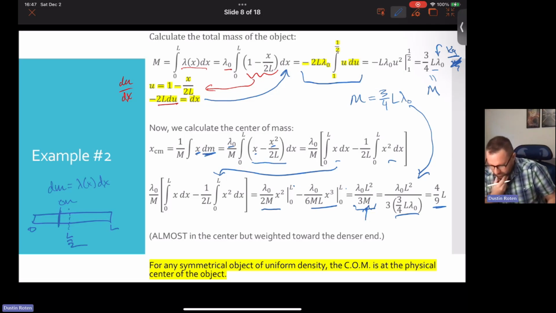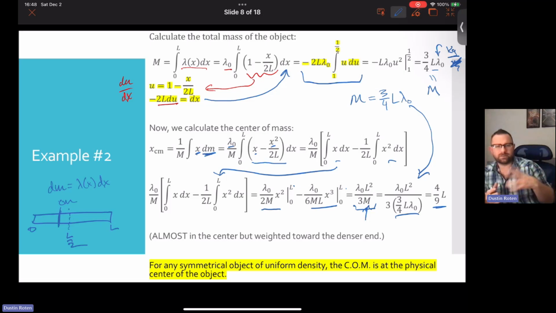For any symmetrical object of uniform density, the center of mass is always at the physical center of the object. So if this rod had been uniform, as in the density would have been the same all the way across it, we could just pick the middle, and that's where our center of mass is. But because it was nonlinear, we had to do some calculus to actually find where the center of mass is. So that was a little more complicated problem.